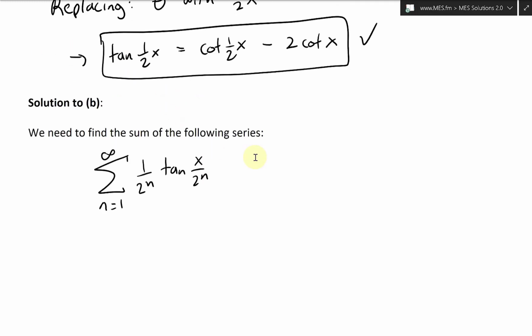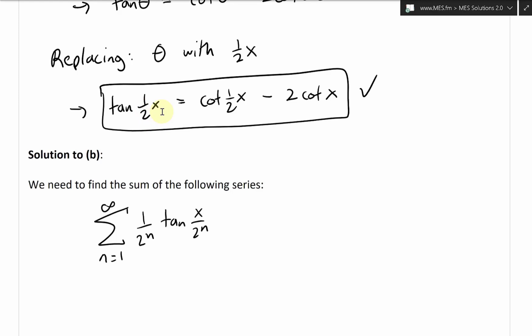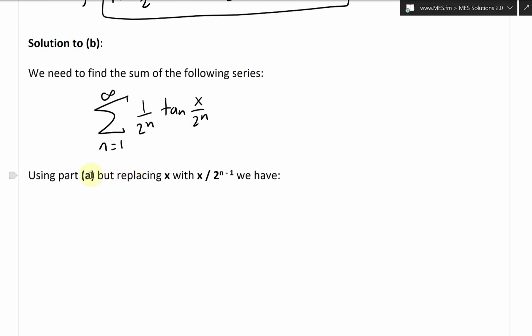So notice this is x over 2^n, but our identity is 1 over 2 to the power of x. So we want to write this identity such that we'll have x over 2^n. And we could do that by replacing x with x over 2^(n-1). So using part A, but replacing x with x divided by 2 to the power of n minus 1, we have, let's just write this, tan. So instead of 1 over 2x, we'll have 1 over 2 times where x is right here, x over 2^(n-1). And remember, this is 1 over 2 to the power of 1 there, and this will cancel with this right here. I'll just erase that. So those cancel.